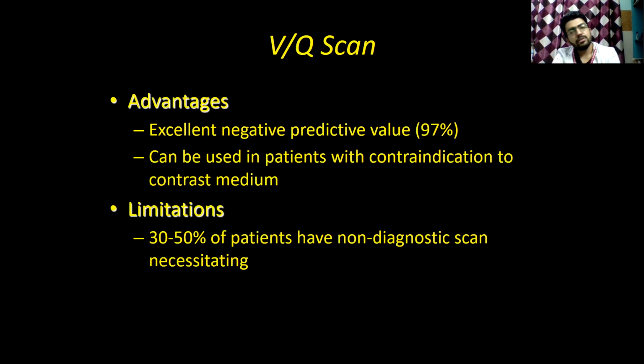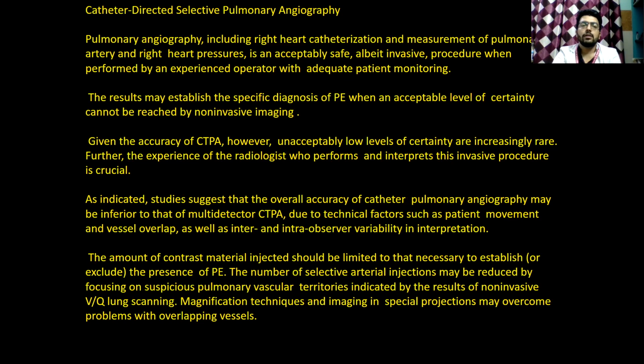VQ scan, what are the advantages? Excellent negative predictive value, 97%. Can be used in patients with contraindication to contrast medium. It has certain limitations, like 30 to 50% of patients have a non-diagnostic scan. Given the accuracy of CTPA, however, unacceptably low levels of certainty are increasingly rare. Further, the experience of the radiologist who performs and interprets this invasive procedure is crucial.